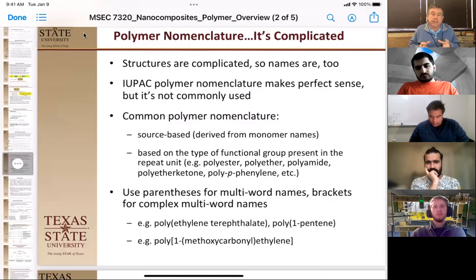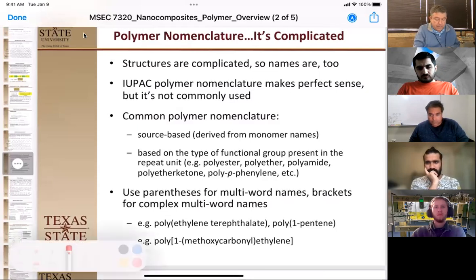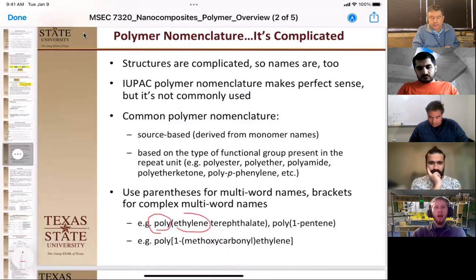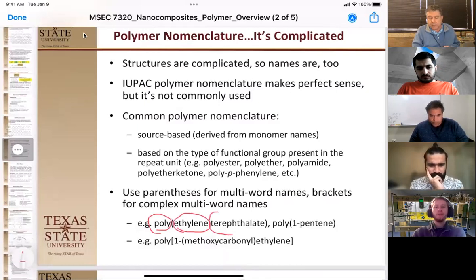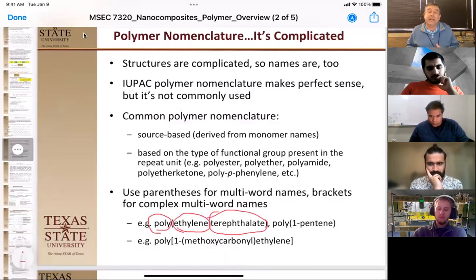The other thing we also do within polymer systems is that parentheses mean a lot. If you have a complex name, like polyethylene terephthalate here, what we're looking at is a polymer that contains both an ethylene unit and a terephthalate unit. This is an example of a step growth polymer. Terephthalate indicates it's a polyester. So we have a polyester that's made from terephthalic acid and ethylene glycol.